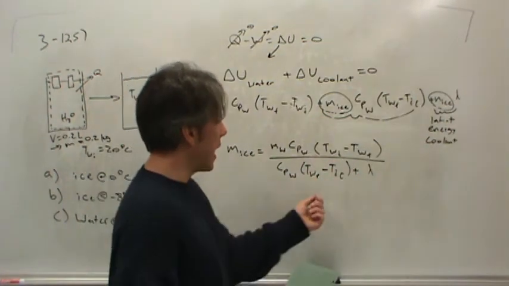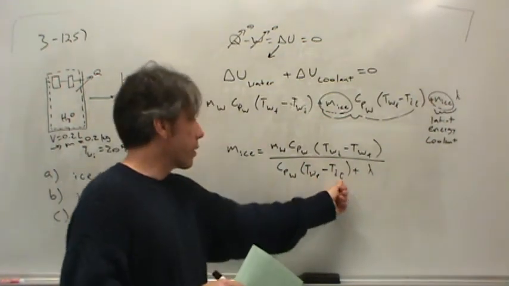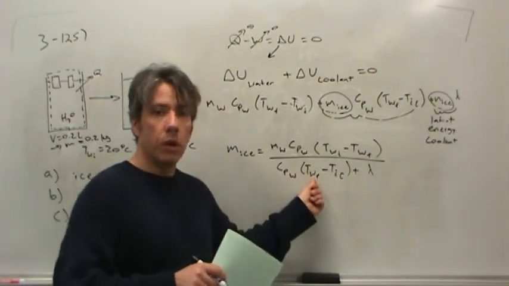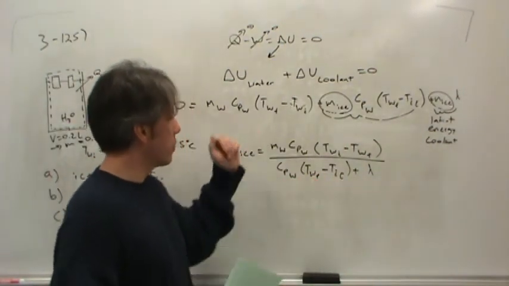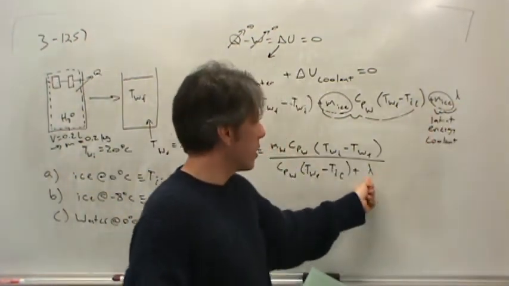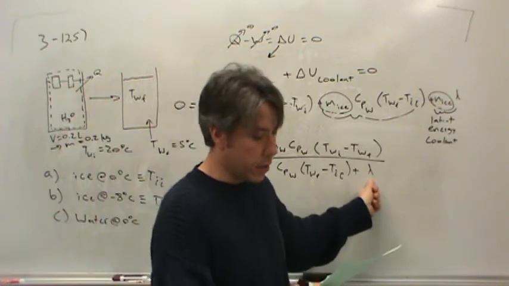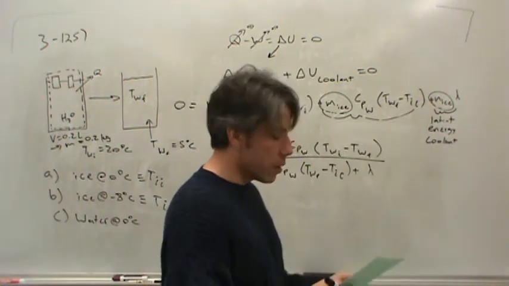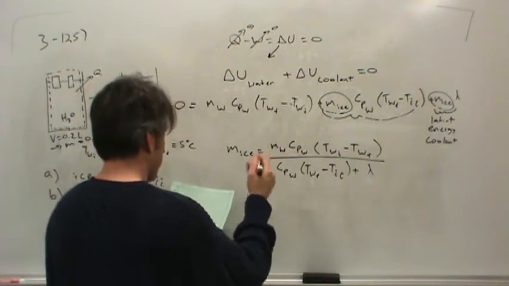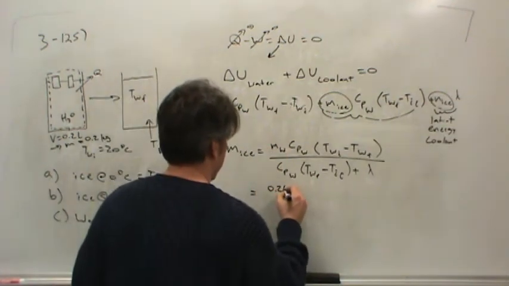So once again, this piece is due to the sensible change. This is where the ice goes from 0 degrees, for example, in part A, liquid, to 5 degrees, which is the final temperature of the drink, plus the lambda, the latent energy change. So let's plug in the numbers. We've got 0.2 kilograms.